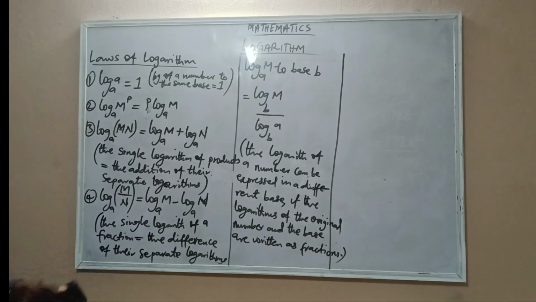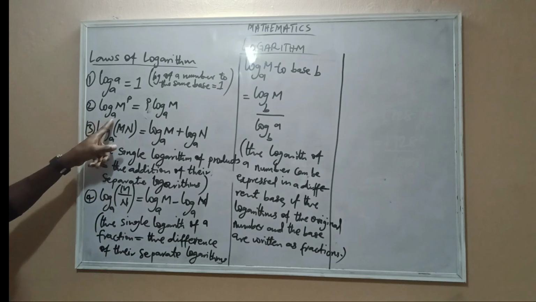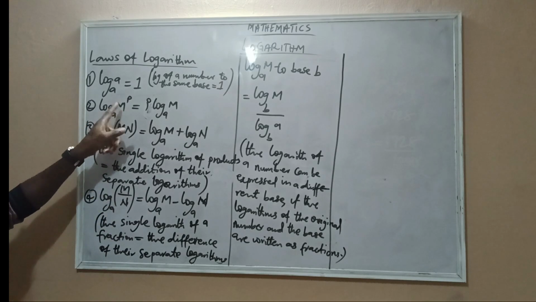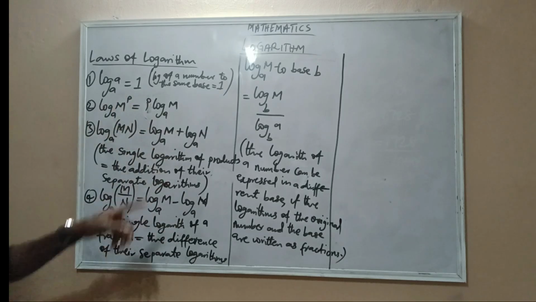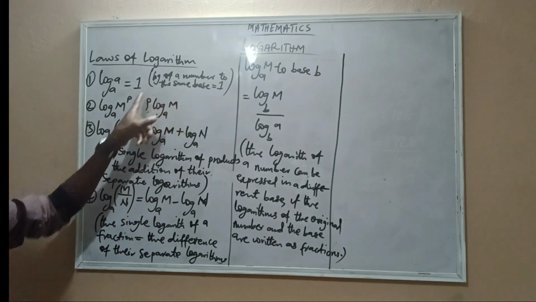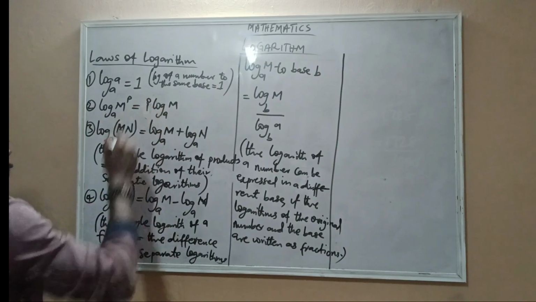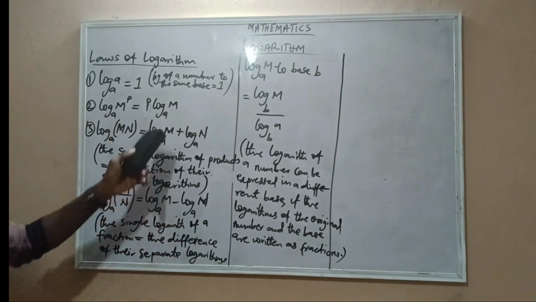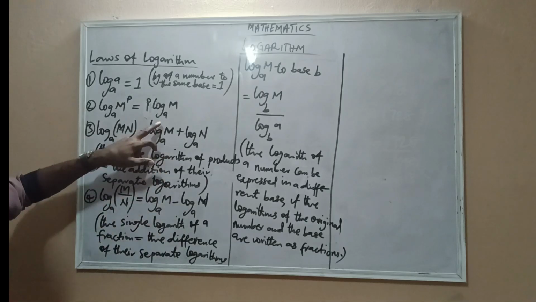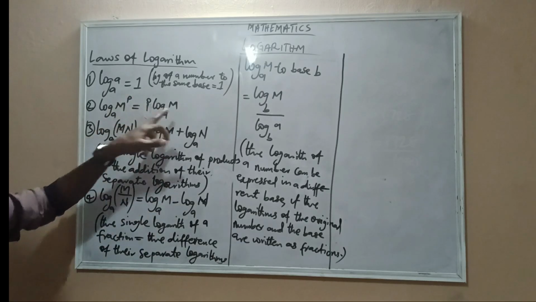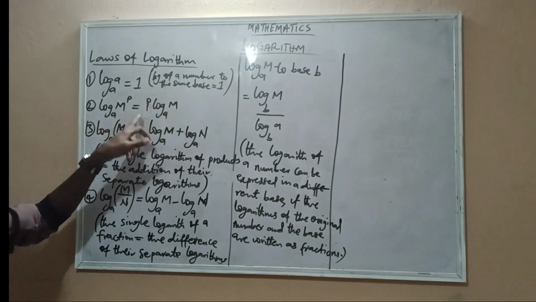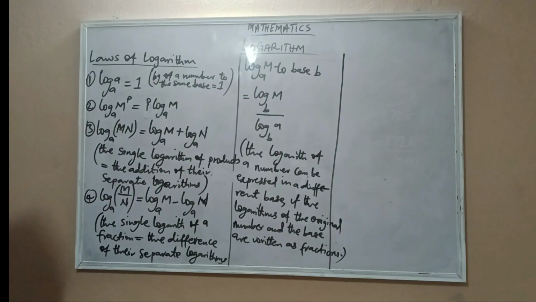And the second one says log to base a of a number m to the power p is just the same thing as taking that power, bringing that power to the front, and then multiplying it with log to base a of that number. Just bringing the power before it and then multiplying it with the logarithm.